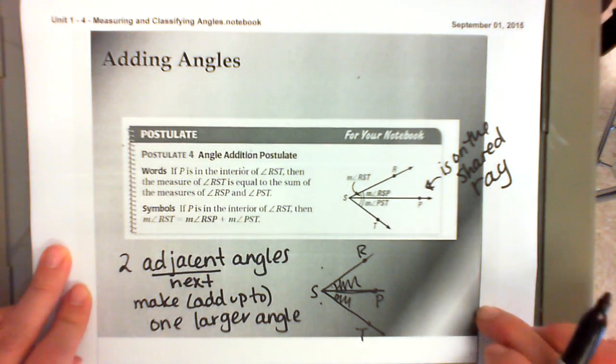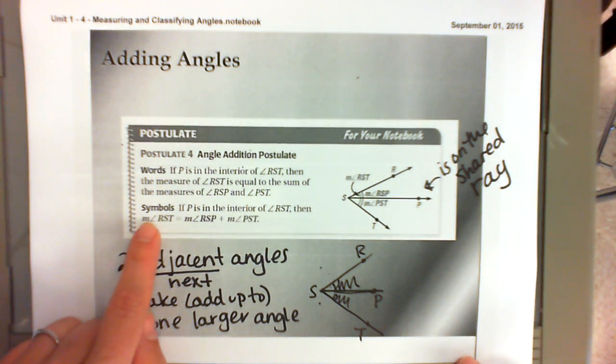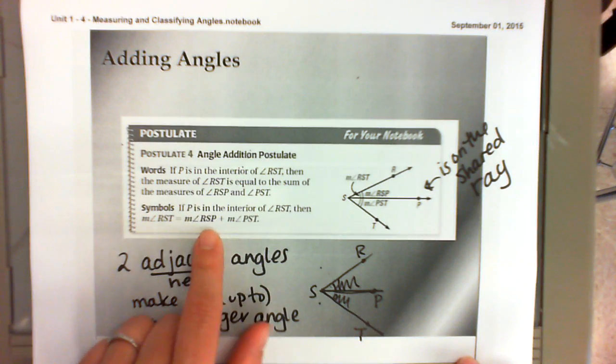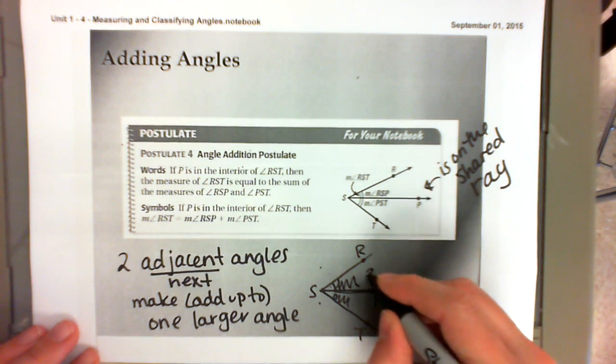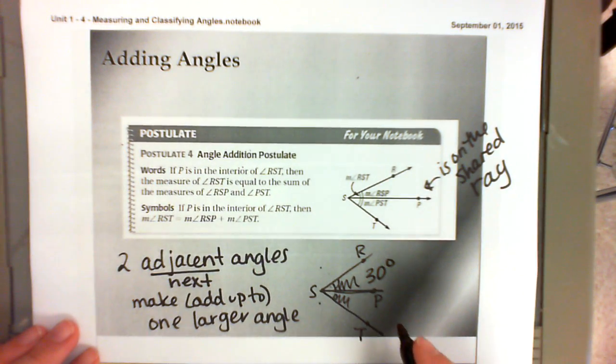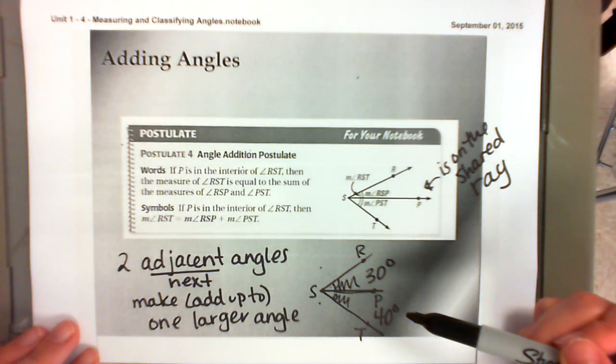And then you can write equations. We're going to be putting values in. So this symbol here, the measure of angle RST equals the measure of angle RSP plus the measure of angle PST. Let's say, for example, RSP was 30 degrees. And let's say, for example, angle PST was 40 degrees. How big is the whole thing? The whole thing is 70 degrees because 30 plus 40 is 70.